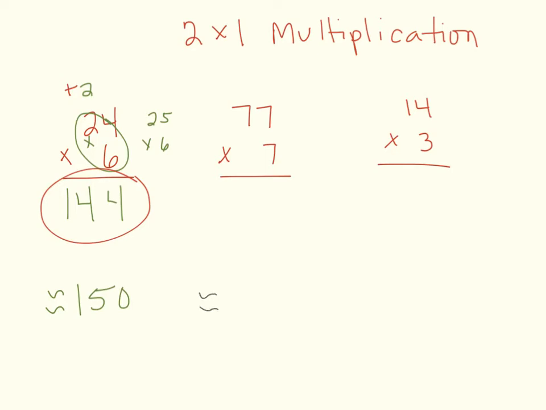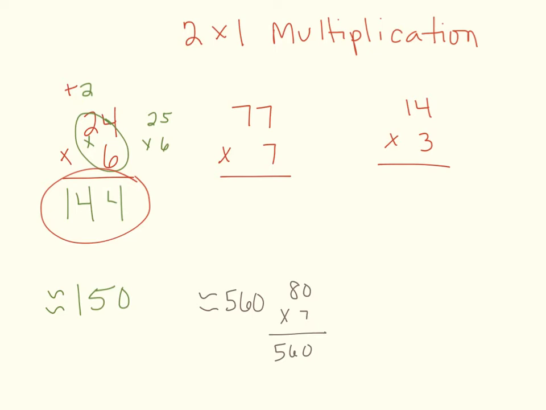I'm going to round 77 to 80 times 7. Well, 8 times 7 is 56. So 80 times 7 is 560. So I'm going to say my estimate is about 560. Now let's go and solve.